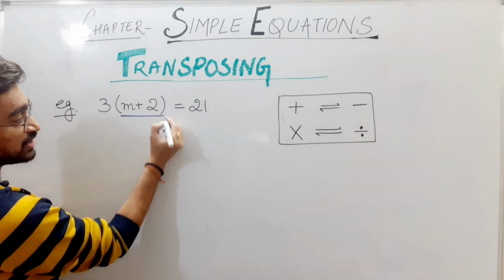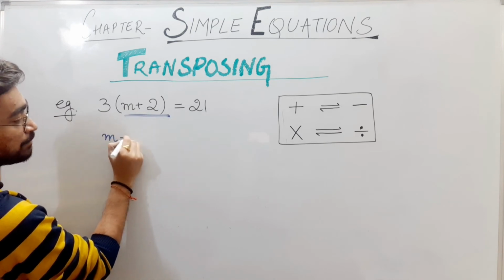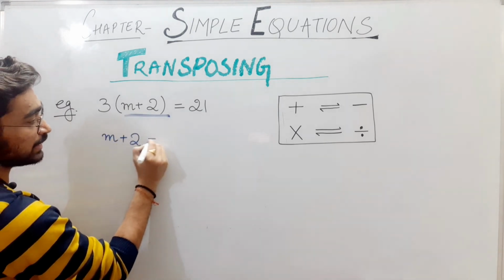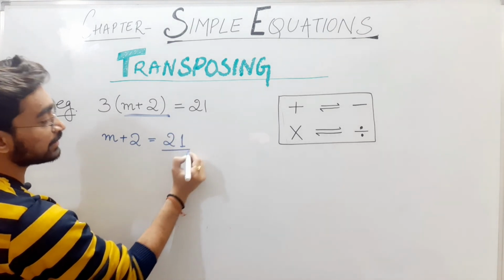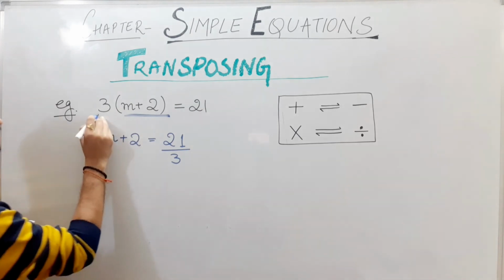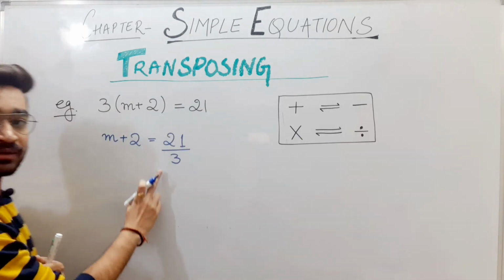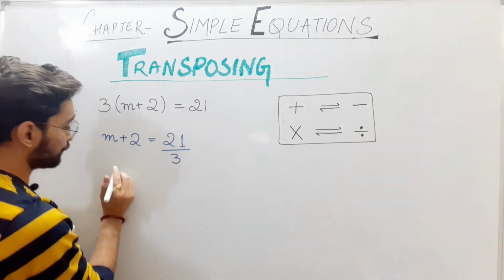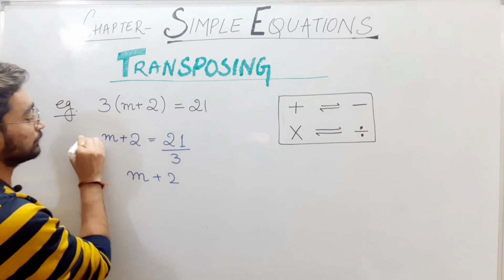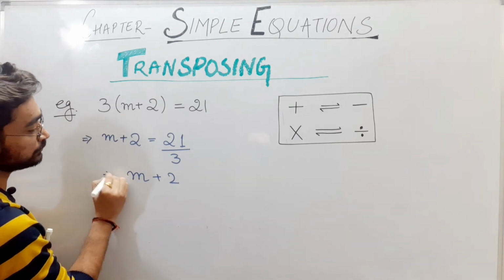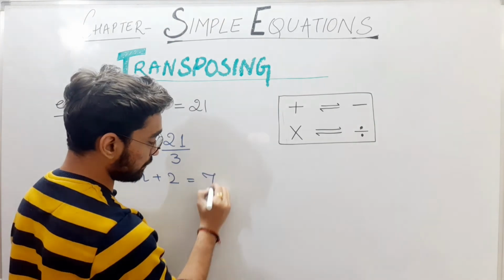Because this is not changing its place, it will be m plus 2 is equals to 21 divided by 3, because this 3 is only jumping from this side to this side. So 21 divided by 3. Then we can say that m plus 2 will be equals to, 3 sevens are 21, so it will be 7.